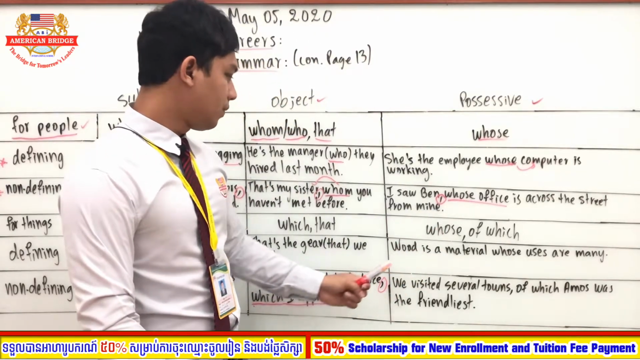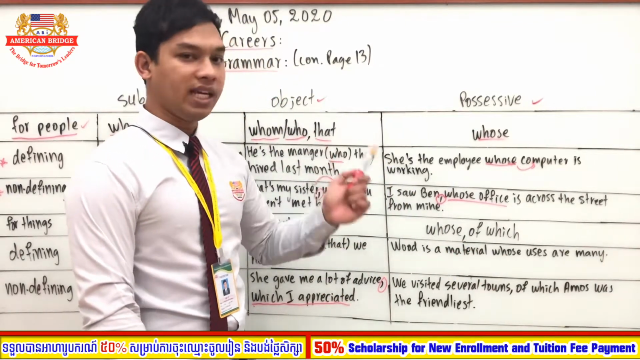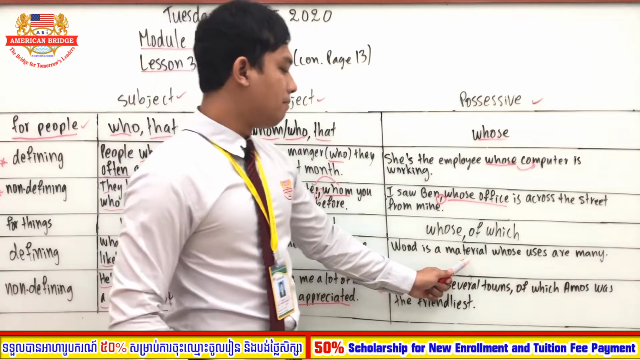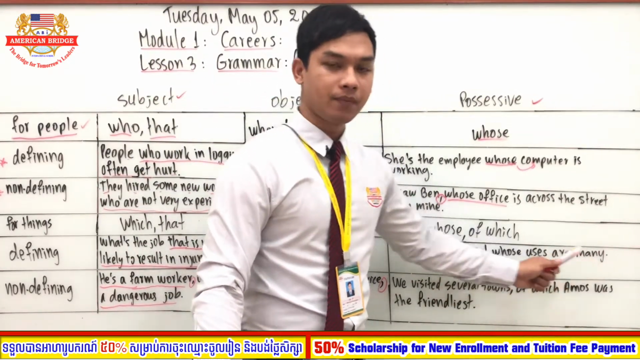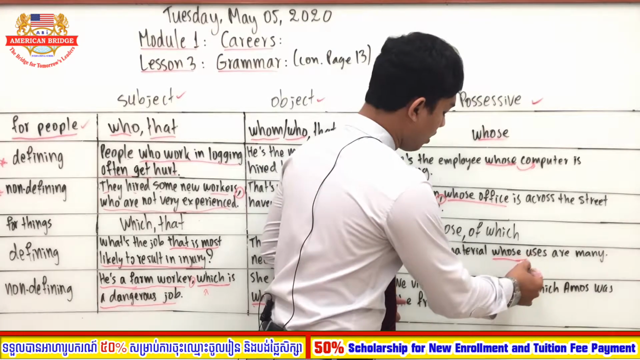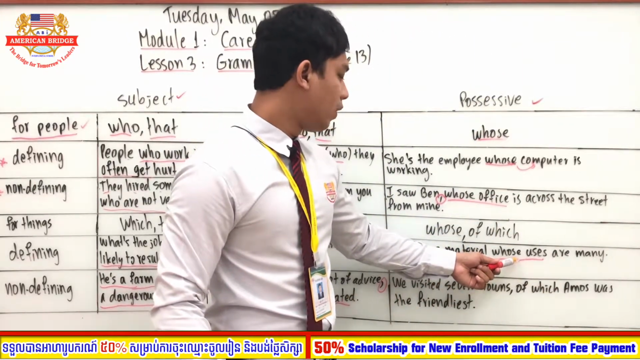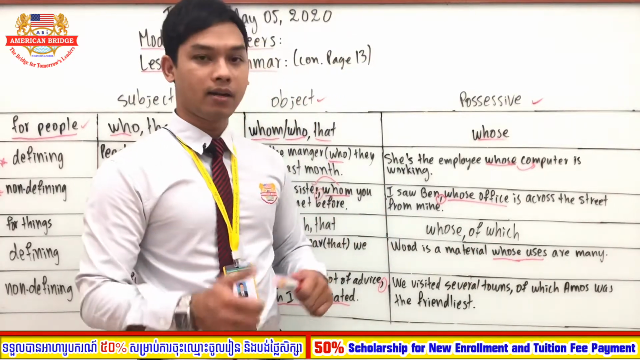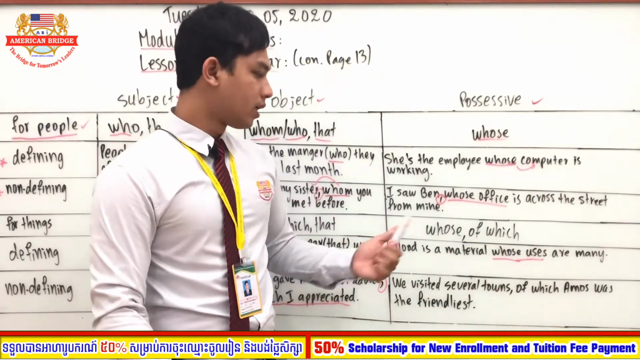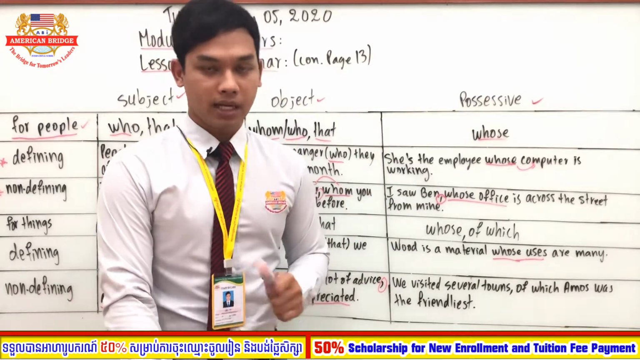Good. Let's move on to the last point, the possessive. For the possessive, for things, we use whose and of which. Remember this. For example, we say: wood is a material whose uses are many. Here, in "whose uses," use is a noun, and it modifies the material, the wood. So we say wood is a material whose uses are many. There is no comma in the sentence because this is a defining relative clause.